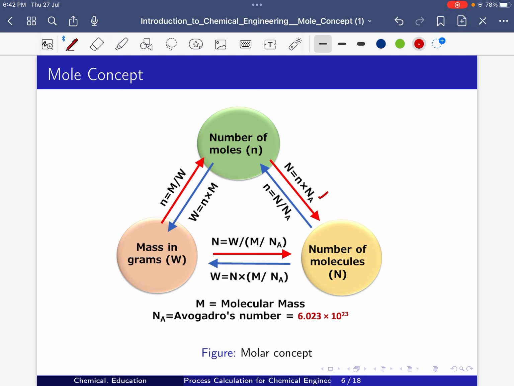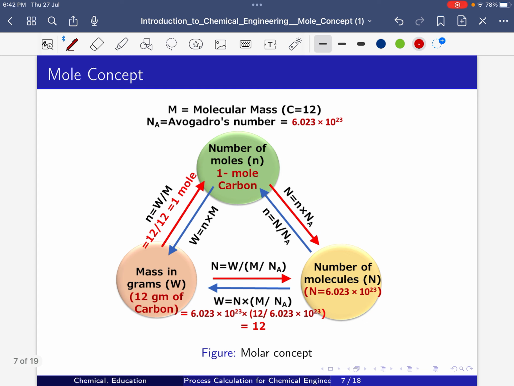So capital N, the number of molecules, is equal to w by m into Na, where w is capital N into m by Na. Now let's take one example: carbon's molecular mass is 12, and we know Avogadro's number Na. We are taking 1 mole of carbon. If we want to calculate W, N is 1 and M is the molecular weight, so 1 into 12 gives 12 grams of carbon.